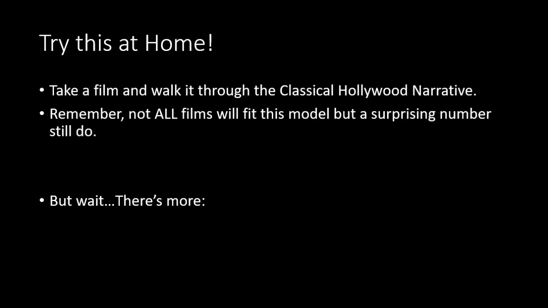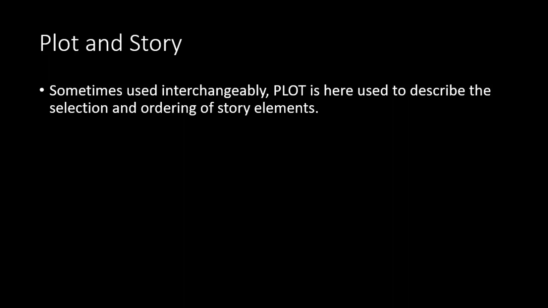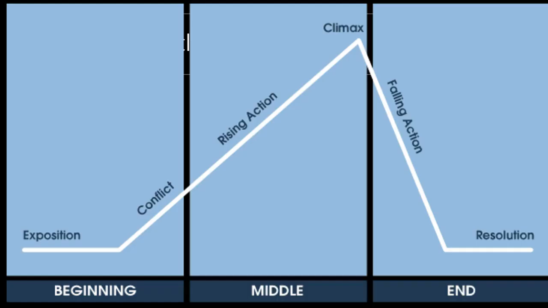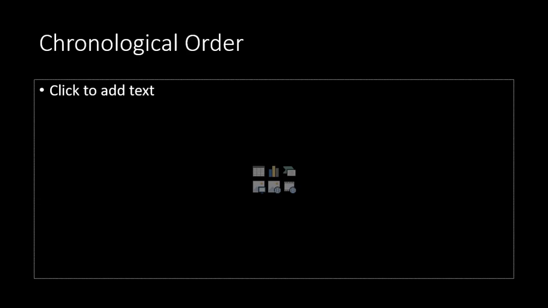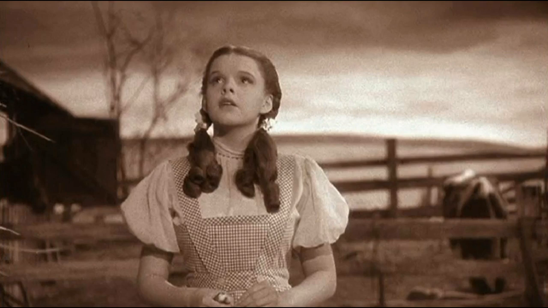So there's one more thing that I want to talk about, and that is plot and story. Sometimes these terms are used synonymously, as though they're the same. But I want to use plot very specifically to mean how we order and select items of the story and present them. What we've seen with The Wizard of Oz has been pretty much chronological order. We begin in Kansas and we end in Kansas, and the time goes chronologically, like the clock would.